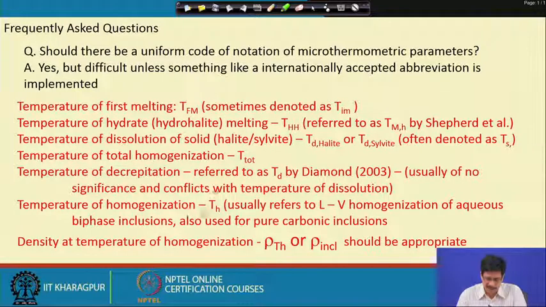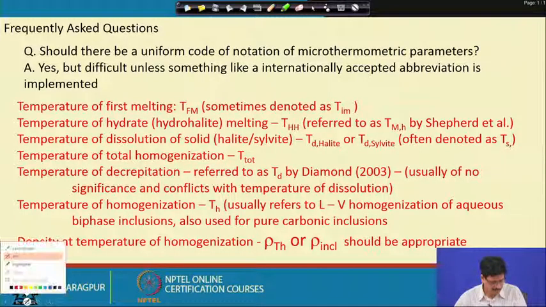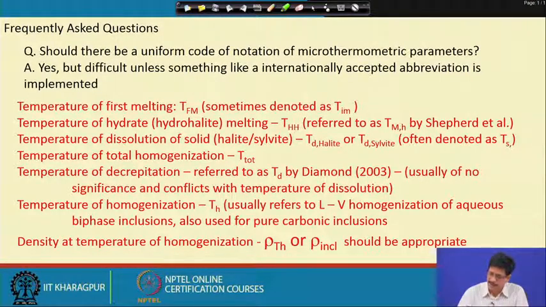Then the temperature of homogenization is universally used as TH. Temperature of homogenization usually refers to the temperature of liquid-vapor homogenization of an aqueous biphase inclusion or also a pure carbonic inclusion. Sometimes, for a partial homogenization, we use TH carb, to refer to the partial homogenization of the carbonic phase in a mixed aqueous carbonic inclusion.